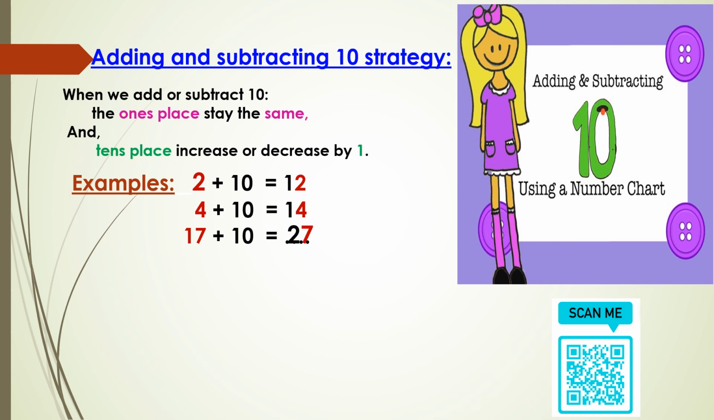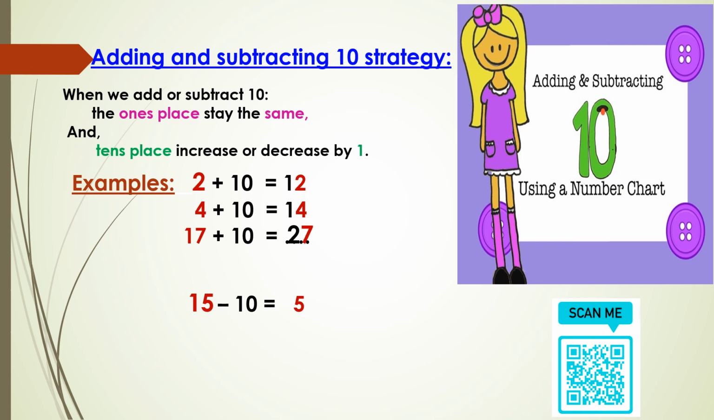Okay? And look at the tens place. The tens place here is 1. So we will add another 1. 1 plus 1 equals 2. So 17 plus 10 equals 27. Okay? So in all addition problems, we will write the ones place as it is and add 1 to the tens place. Okay?